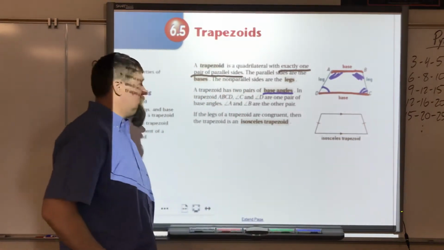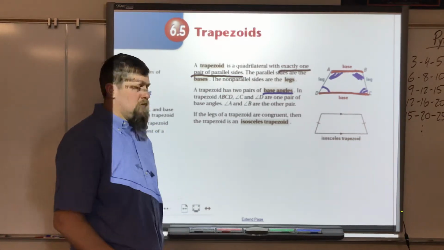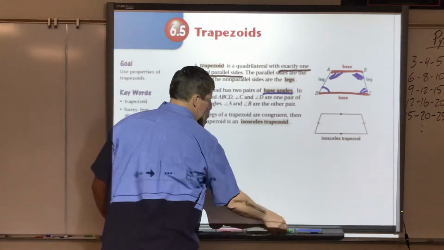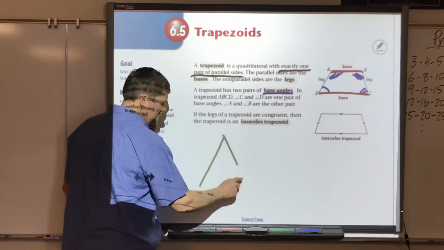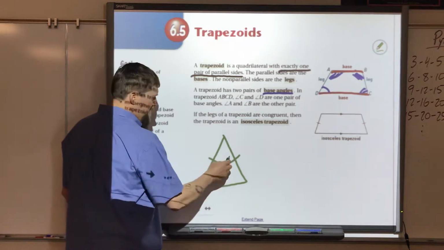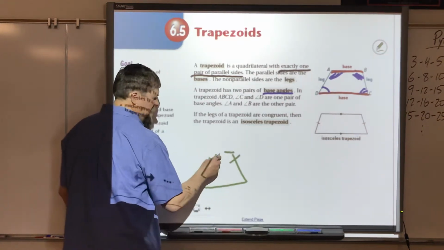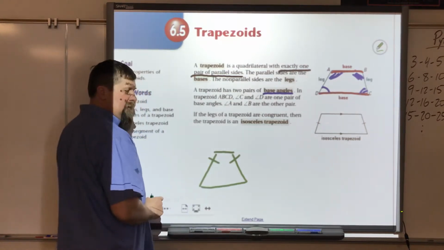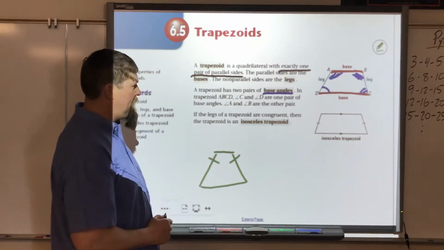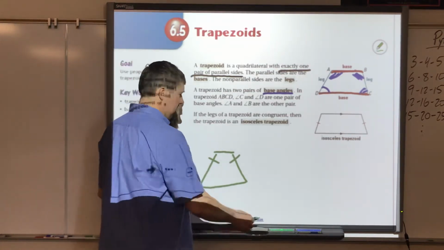Now, there is a special type of trapezoid called an isosceles trapezoid. Just like an isosceles triangle, where these two sides are congruent, if I were to cut this off and make it a trapezoid, that's an isosceles trapezoid, where the two legs are congruent.